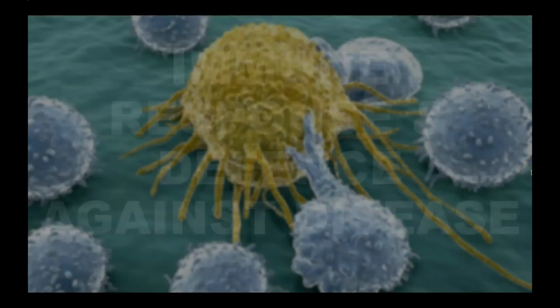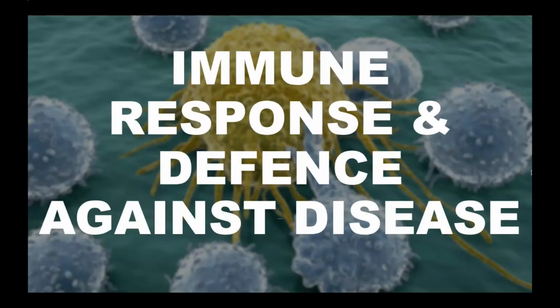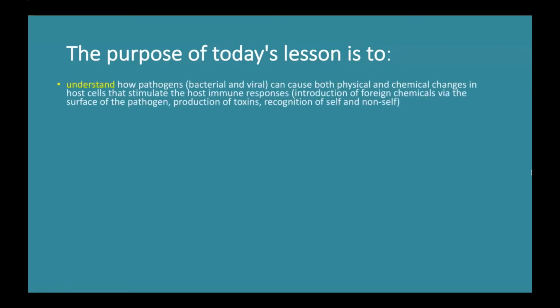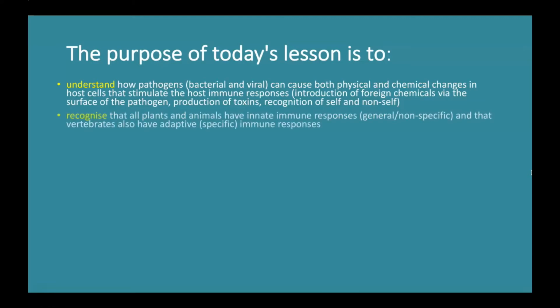It is on the immune response and defense against disease. So the learning goals for today are to firstly understand how pathogens can cause both physical and chemical changes in a host and how this can stimulate an immune response. We'll recognize that plants and animals have these two responses. There's the innate response, and then there's the adaptive response to a pathogen.